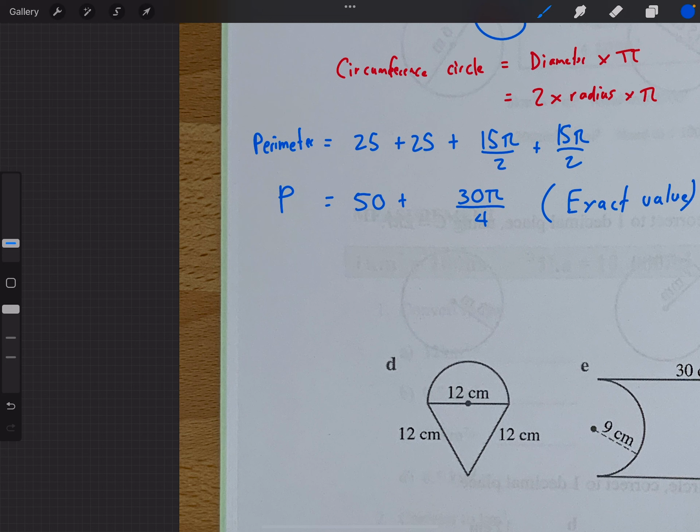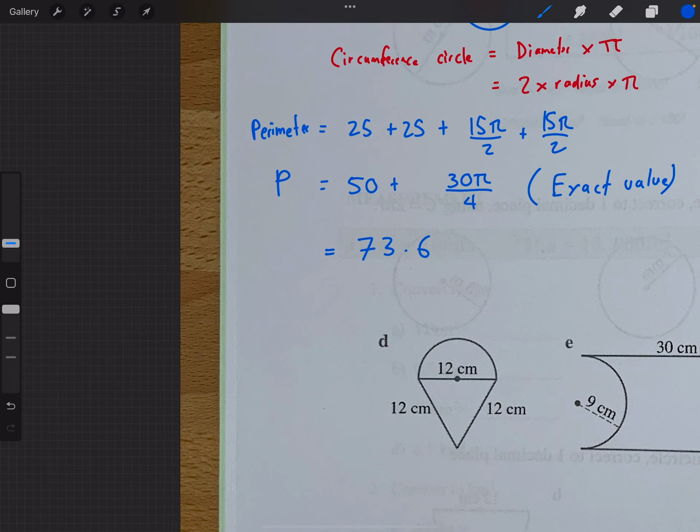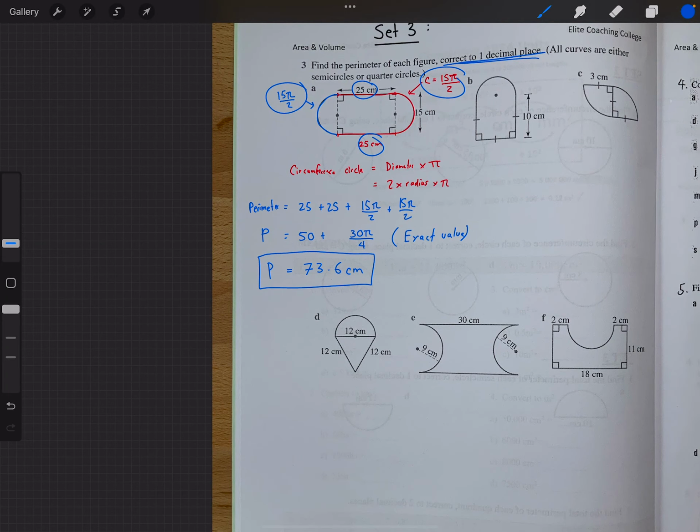Now, if you want to find out how much this is, use your calculator. So do 50 plus 30 pi over 4, and that's going to give you 73.56, which is 73.6, and these are all in centimeters, so it'll be in centimeters. That's P for perimeter. There you go.